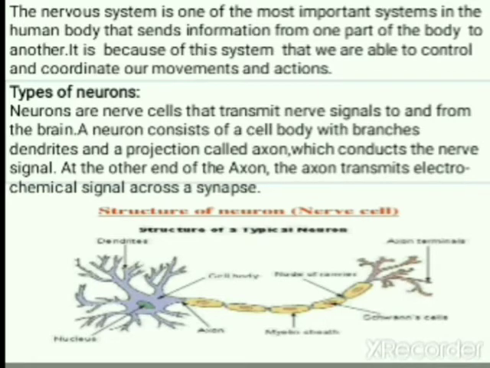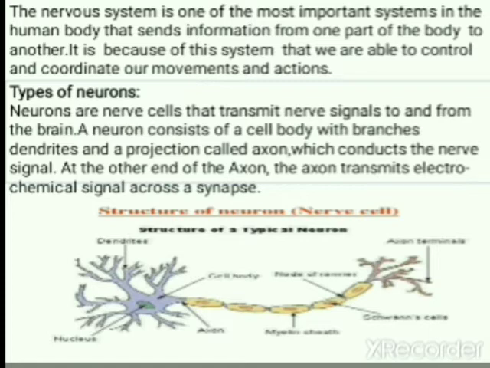First, we have the cell body. Then we have the conducting projection known as the axon. And then we have the branched part, that is the axon terminals. The cell body contains dendrites, which gather information in the form of impulses.